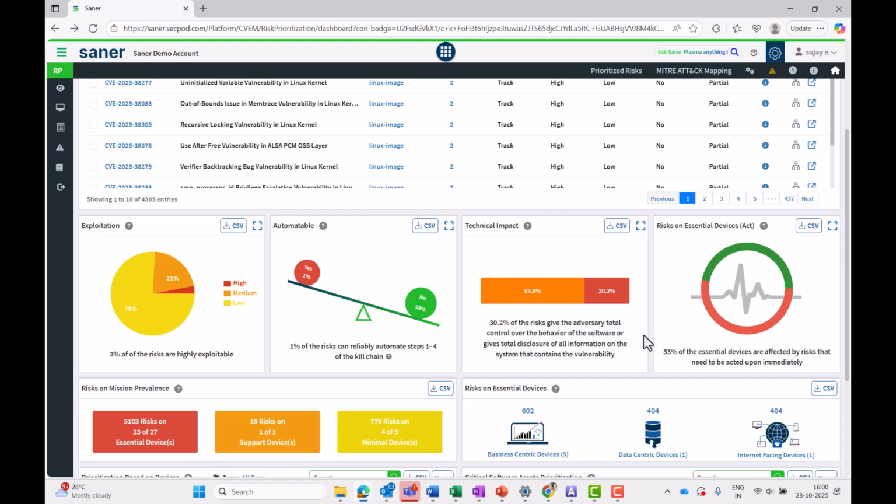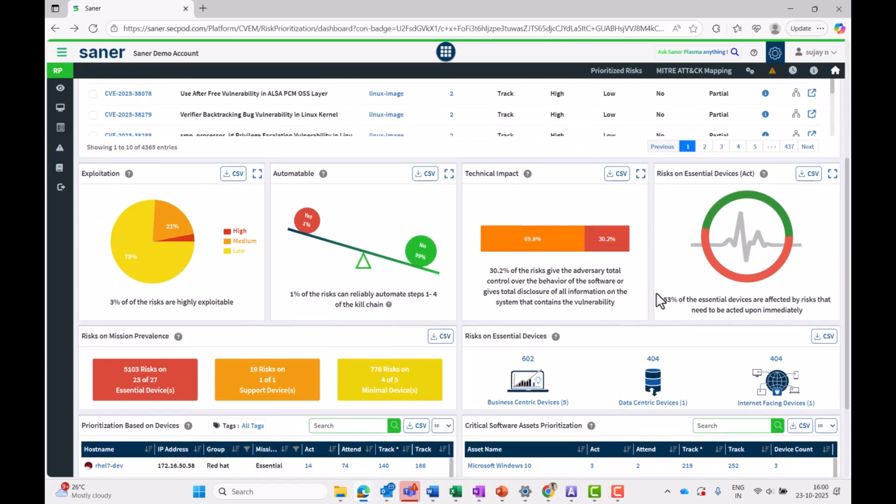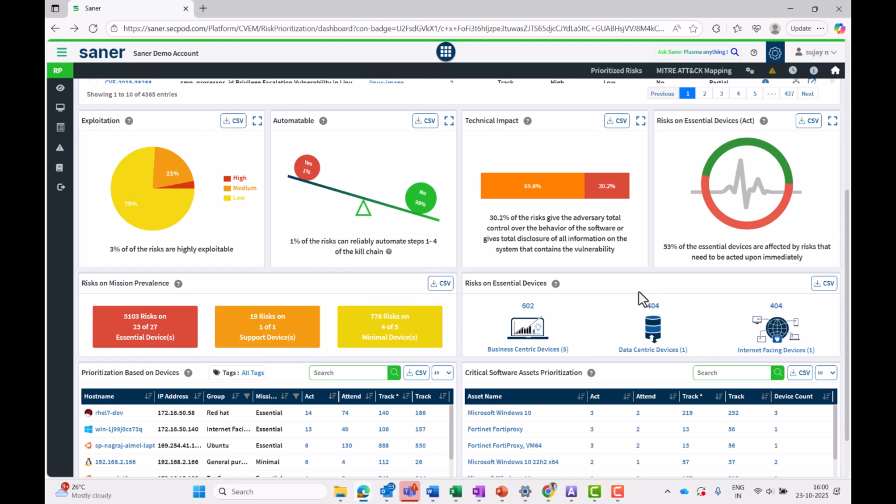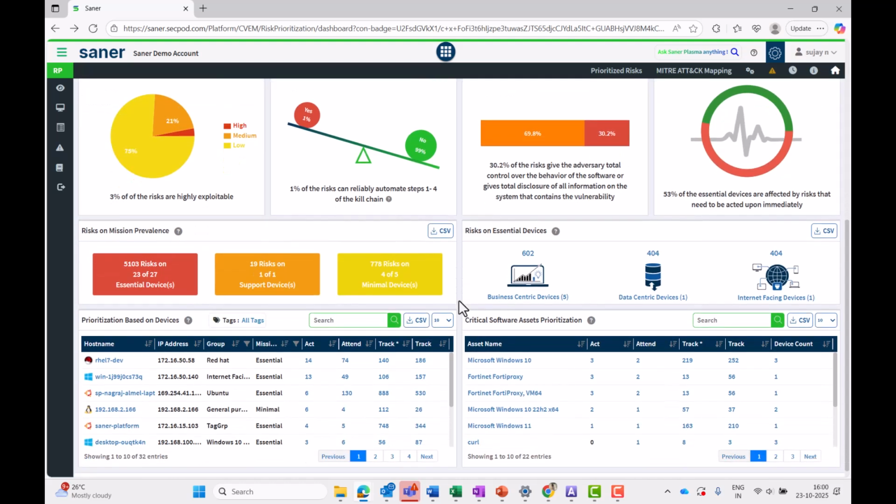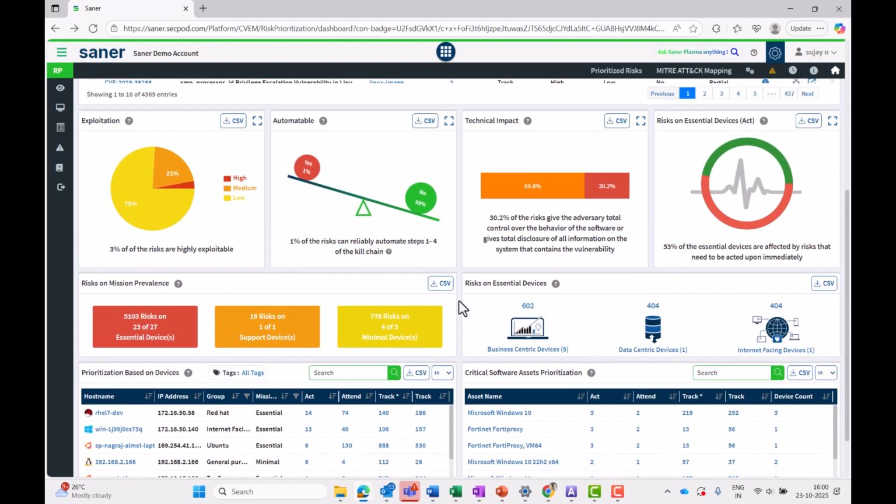Together, these factors, exploitation, technical impact, automation potential, and mission essentiality, give you a much richer, context-driven way to prioritize risk. Instead of just looking at a score in isolation, you're weighing how real-world threat activity, ease of attack, potential damage, and mission alignment come together. And that means your teams can focus on what truly matters, rather than wasting time on low-value fixes.